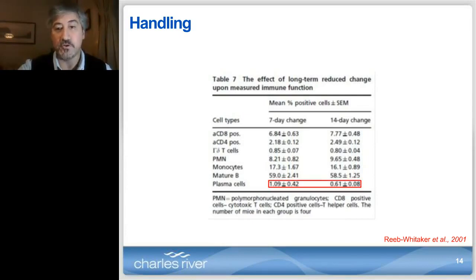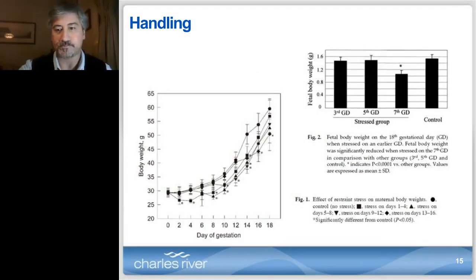But if you look at this specific parameter, which is plasma cells, you can see here that just by changing the cages once a week or every other week, we see a difference which is pretty much double the parameter. So it's got a clear influence on physiological parameters.